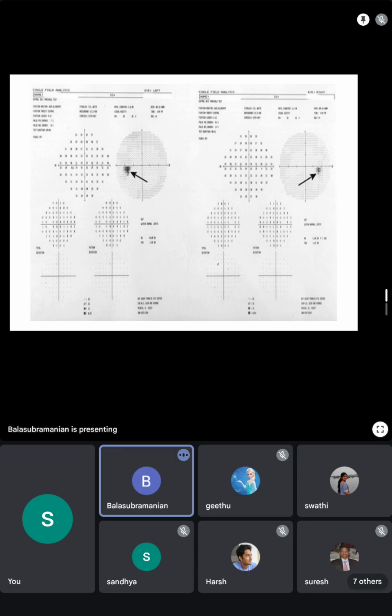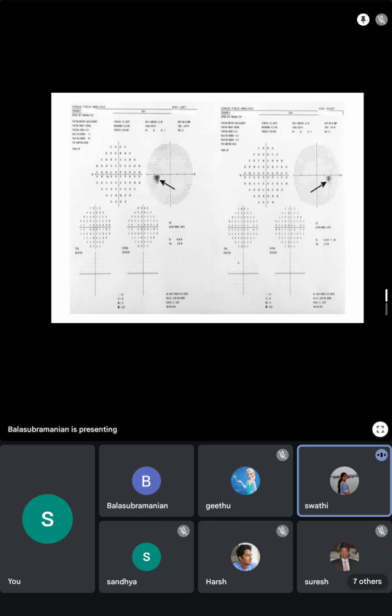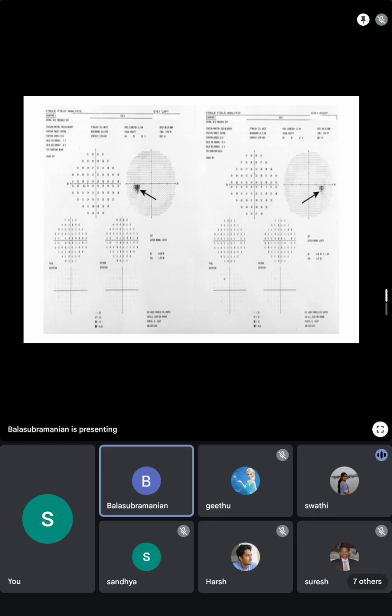Anyone? Enlargement of blind spot. Okay. Any other person? Any other? The last person. Last person. What did you say? The last person said something.